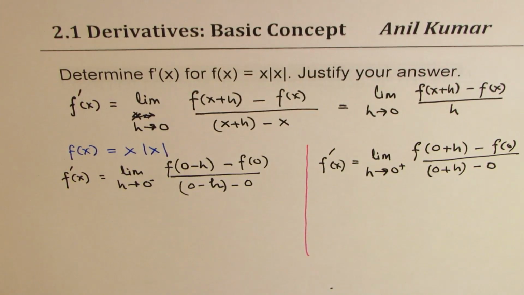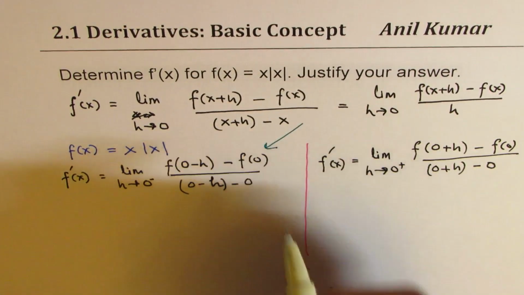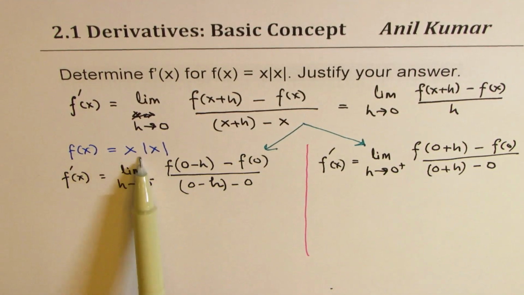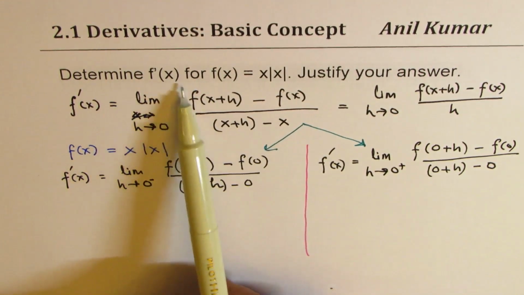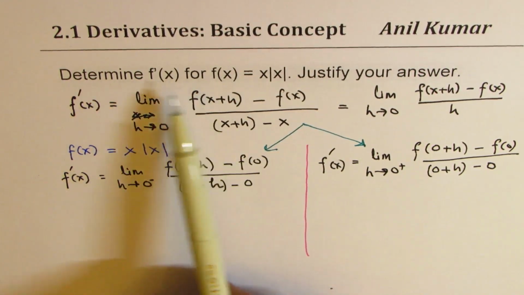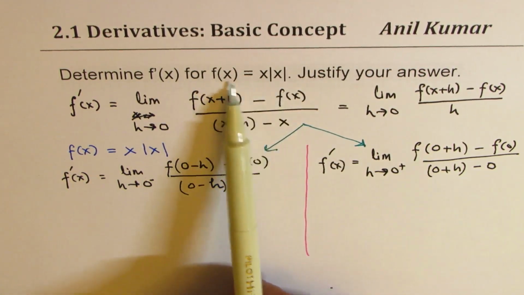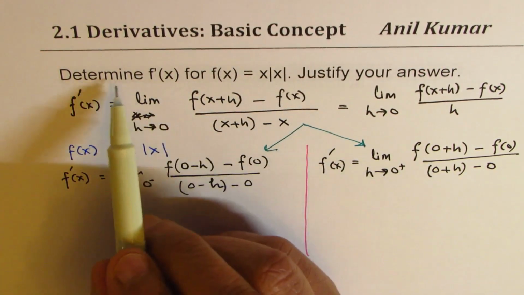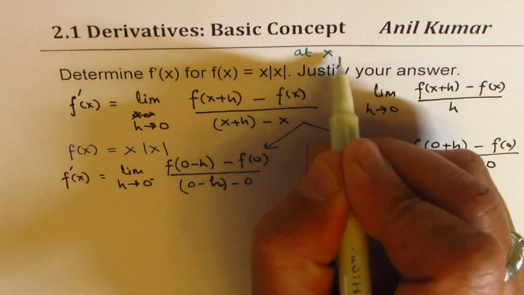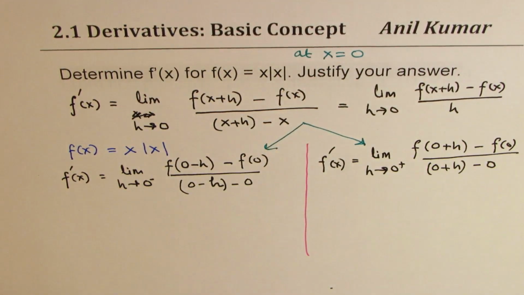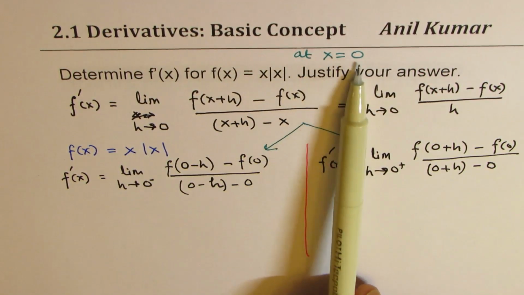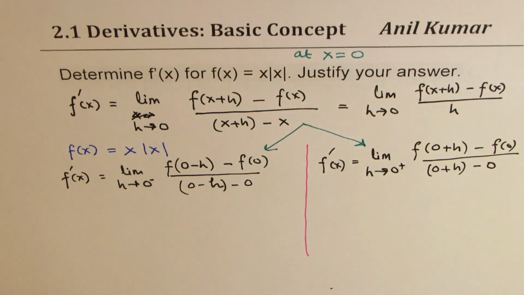So I'd like you to take a moment and understand what we have done. We are moving from this place. We want to find whether this function is differentiable at the origin or not, right? So the question is missing, determine f dash x for this function, correct? We have to do that. Now, x equals 0 is missing here actually, because otherwise it is a continuous function and we can easily find its derivative, but at x equals 0 there is confusion, so we'll just work that out.